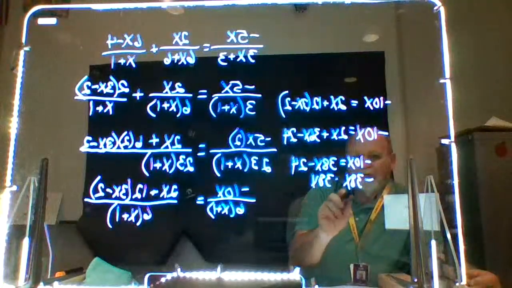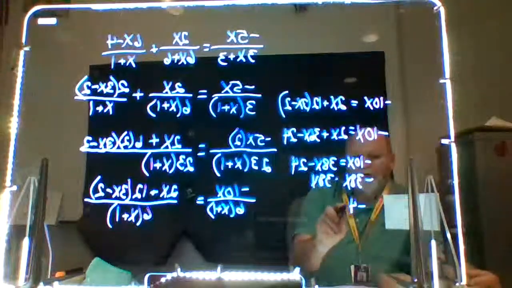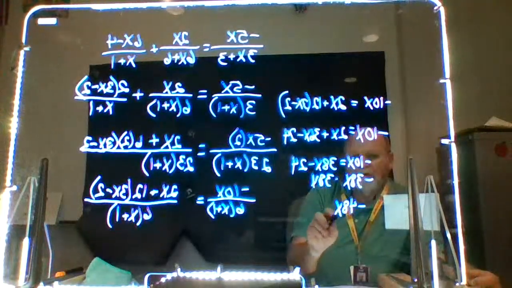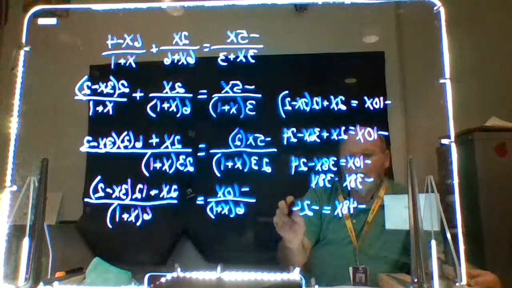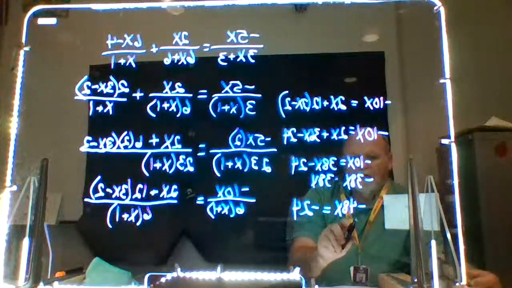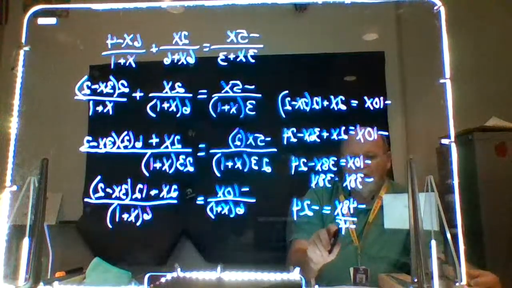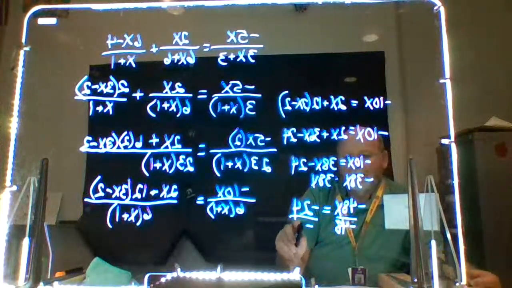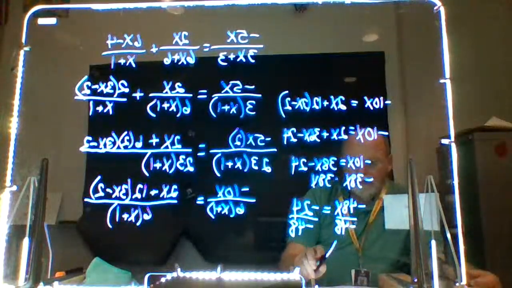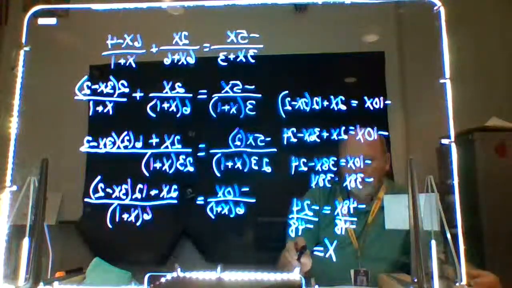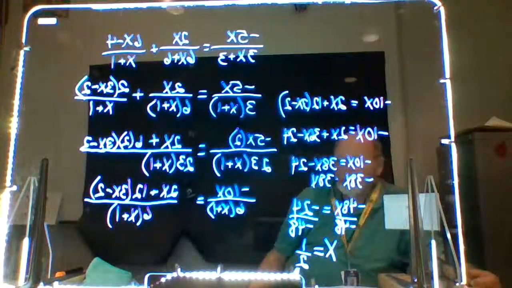And when I do that, I get negative 48x here, and that equals negative 24. And then I divide by negative 48. We're getting there, right? X equals 1/2. X equals 1/2.